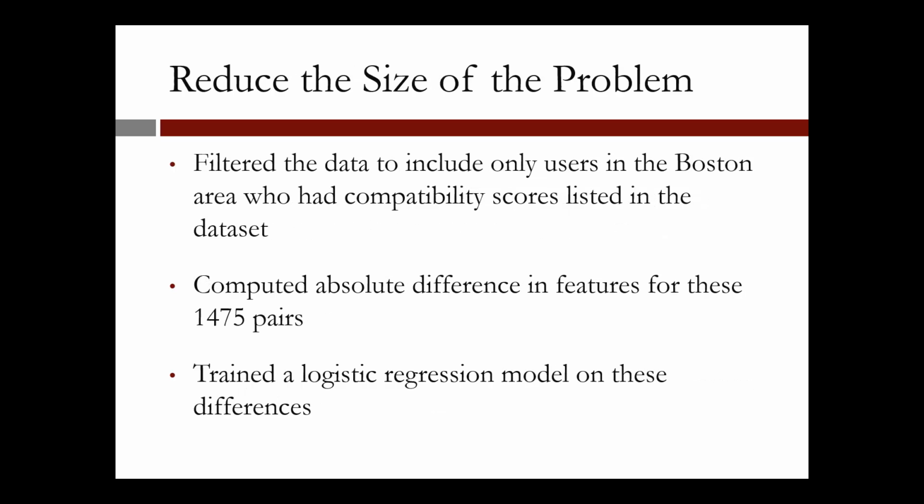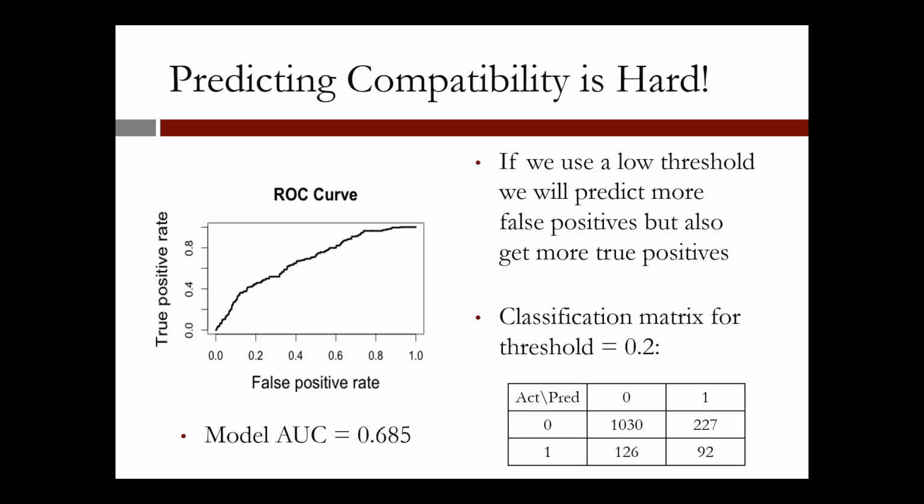To reduce the size of the problem, we filtered the data to include only users in the Boston area who had compatibility scores listed in the data set. We computed absolute difference in features for these 1,475 pairs and trained a logistic regression model on these differences. Let us observe the results of this experiment.